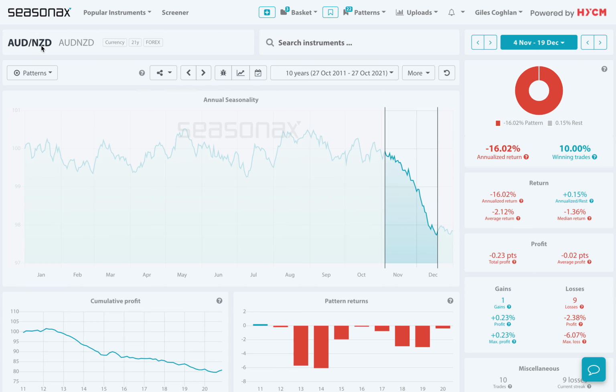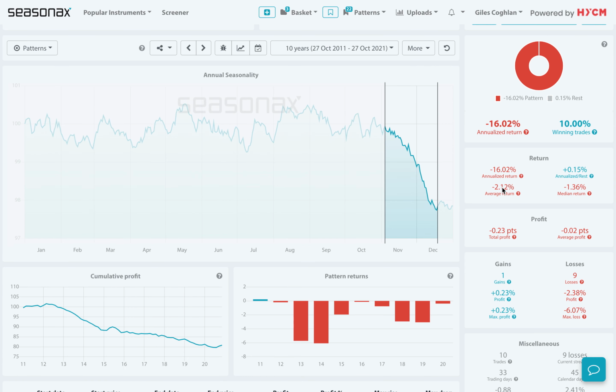Now look at this very interesting seasonal pattern that exists between the Australian dollar and the New Zealand dollar between the 4th of November and the 19th of December. Over the last 10 years, the Aussie-New Zealand dollar pair has fallen 9 times between November the 4th and December the 19th. Average loss has been minus 2.12%. Largest gain was 0.23% here in 2011. Largest loss minus 6.07% in 2014.